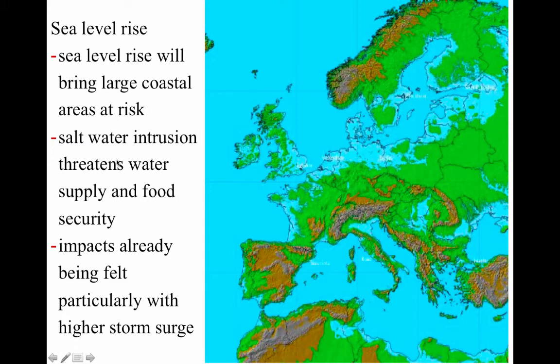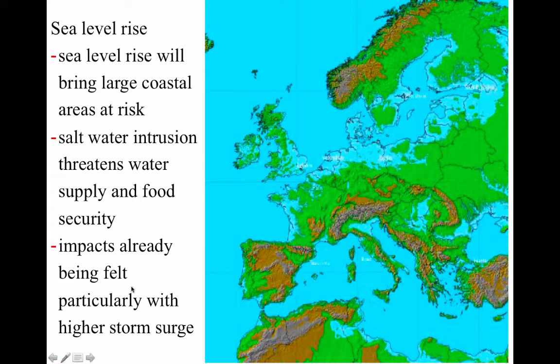Saltwater intrusion will threaten the water supply and thus the food security. So remember, groundwater can be contaminated by saltwater. So if the coastline moves inland, it can saturate and percolate into the land and actually intrude salt water into the underground groundwater that serves as drinking water for coastal communities.